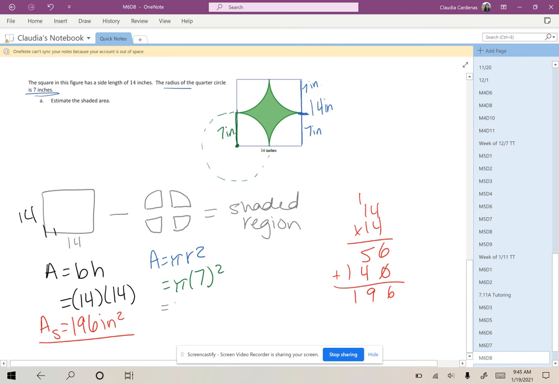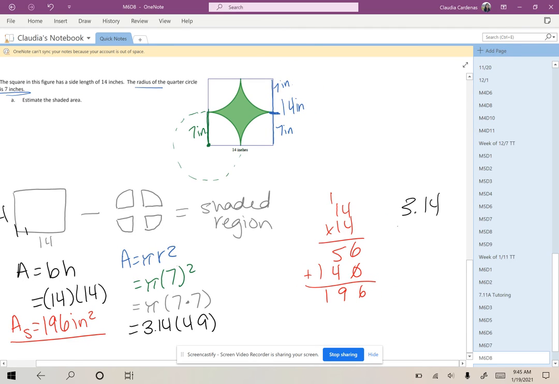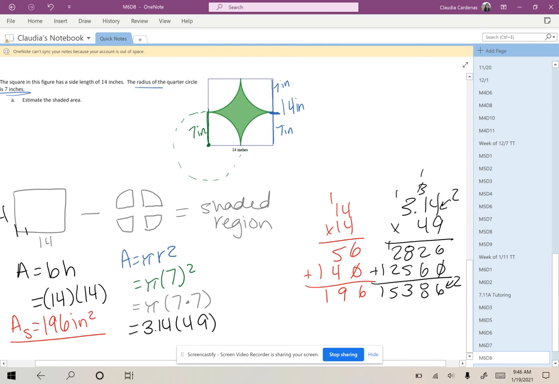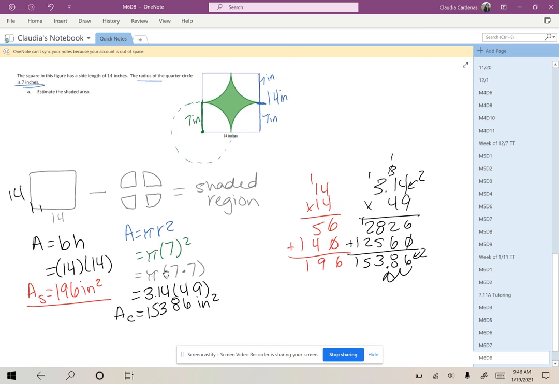We know 7 squared is 7 times 7, and 7 times 7 is 49, and pi is 3.14. So now we can go ahead and multiply over here on the side. 3.14 times 49. There are 2 numbers behind the decimal point here, so there should be 2 numbers behind the decimal point here. So the area of the circle is 153.86 inches squared. Now we don't need to cut in half or cut into fourths because we actually need to find the entire area of the circle.